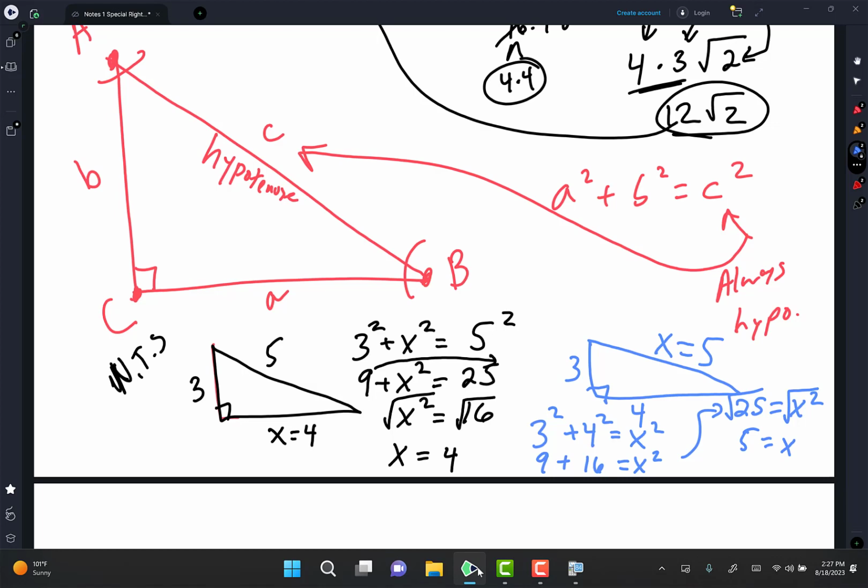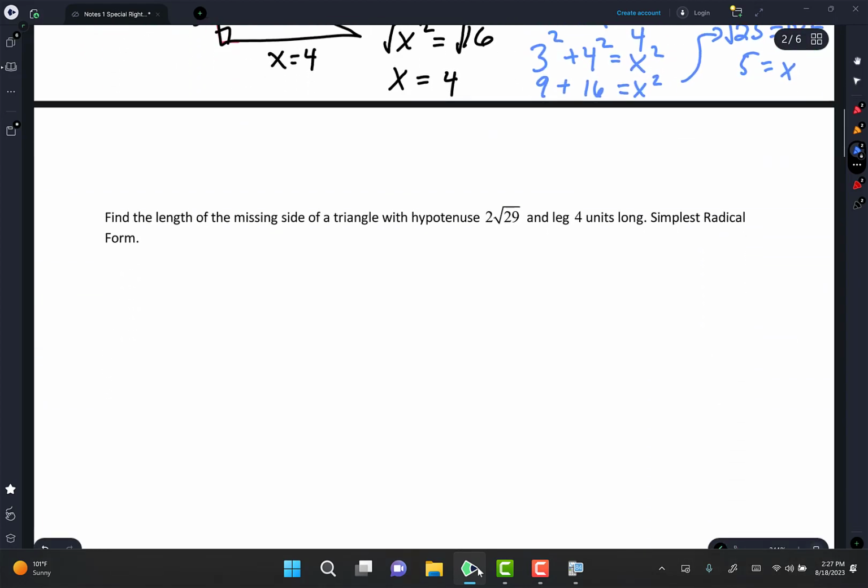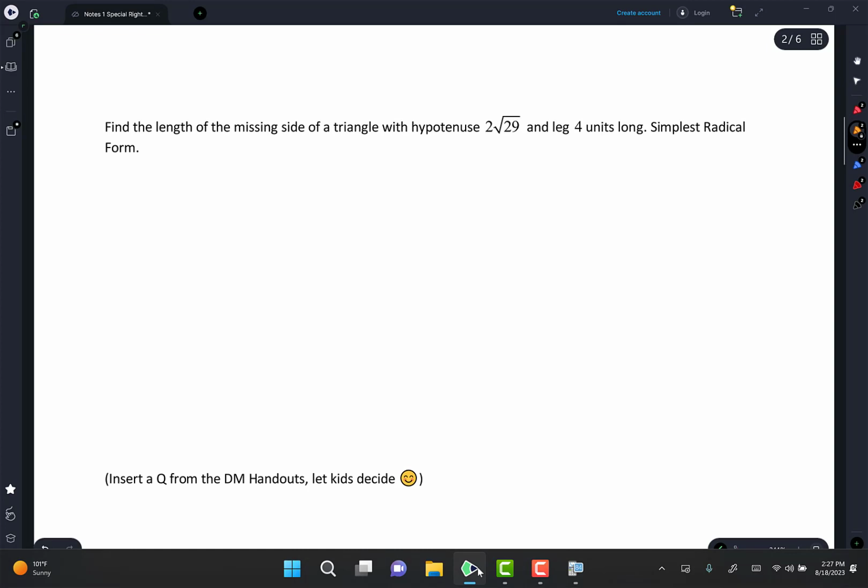One, I'm looking for a leg. One, I'm looking for the hypotenuse. The hypotenuse is always the longest side. Are we cool so far? So hopefully we've done stuff that you already know, so you're not freaking out. So here we go. I'm going to go to this next question.